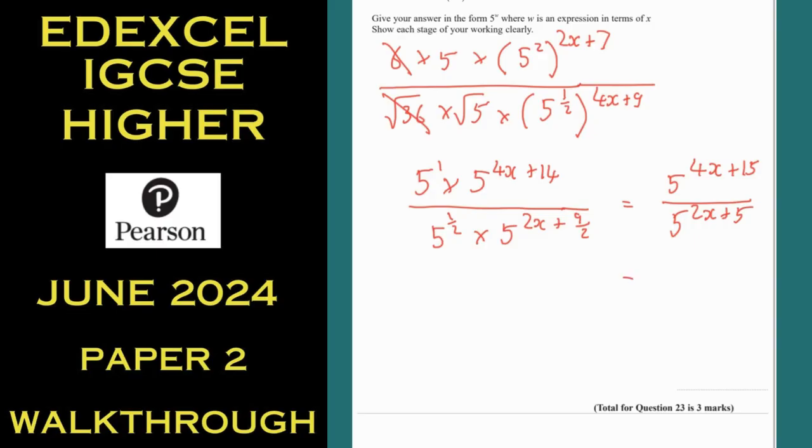And we're nearly there because when they're divided, it means subtract the powers. 4x take away 2x, 15 take away 5. Give your answer in the form 5 to the power of w, where w is an expression in terms of x. You are allowed to write w equals 2x plus 10. I know it's not really, the mark scheme allows it. All right, or you could write that answer there. Either of those two will get you the 3 marks. 3 marks, a bit tight, isn't it?